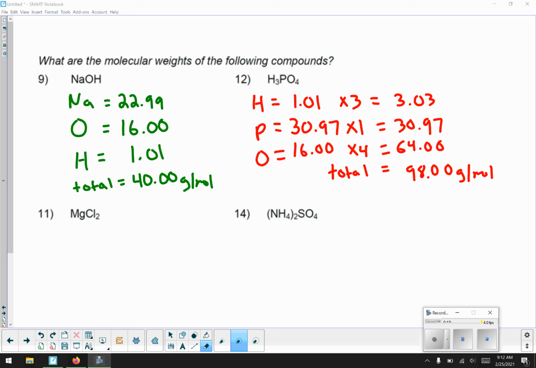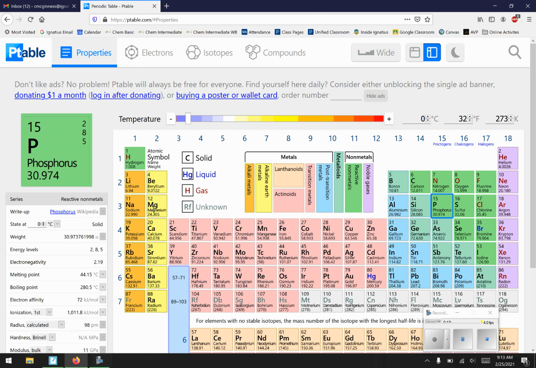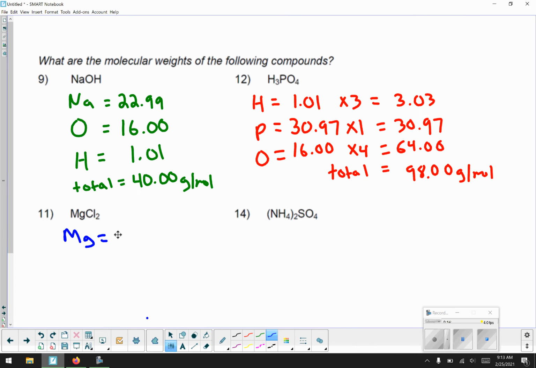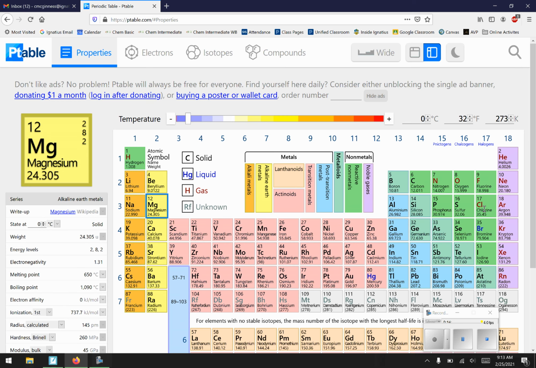Magnesium chloride, well, it's made out of magnesium and chlorine. So let's add them up. So we got a magnesium. And that's going to equal, well, we have to look that up. We haven't seen that one yet. Magnesium is 24.31, again rounding to the hundredths. Chlorine is, we'll look it up, 35.45.